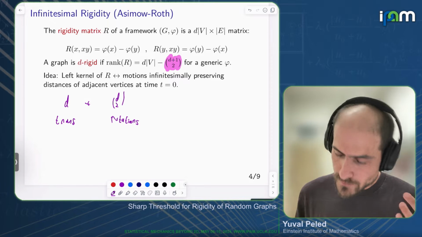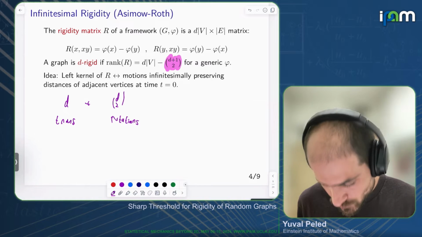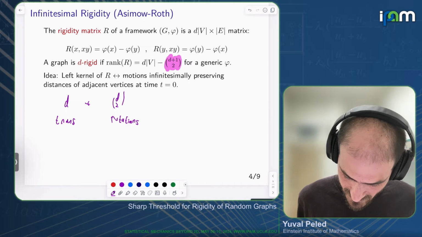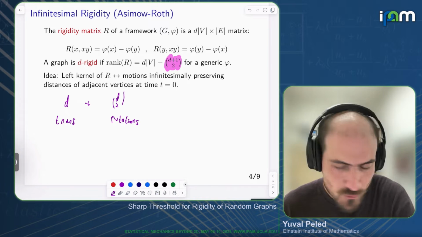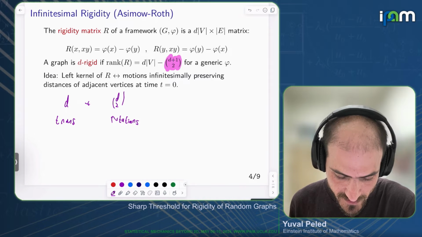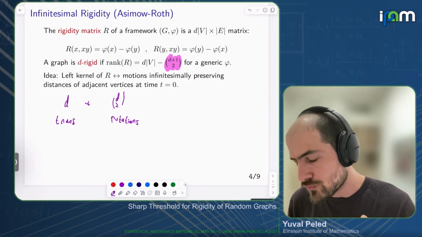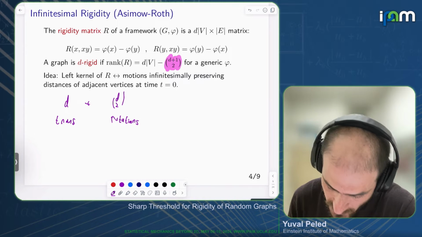This is the notion that we have studied. And before we delve into random things, let's see what we know about this notion in low dimensions.